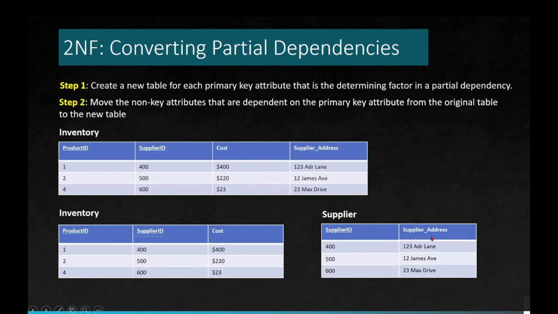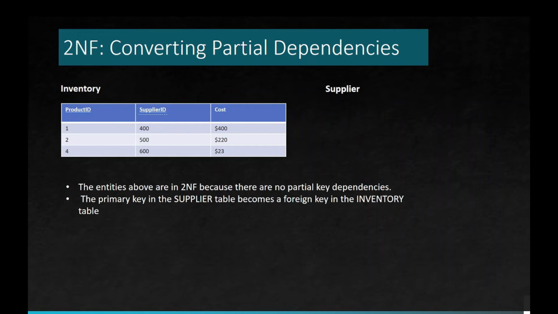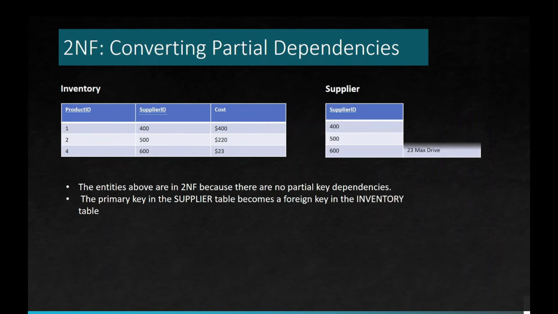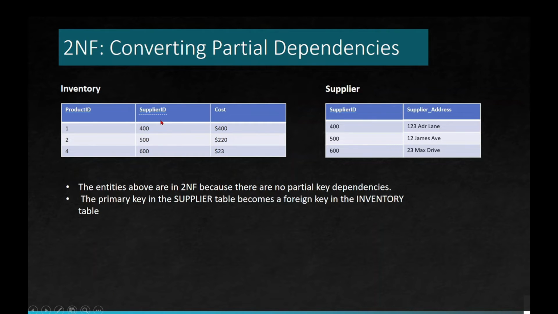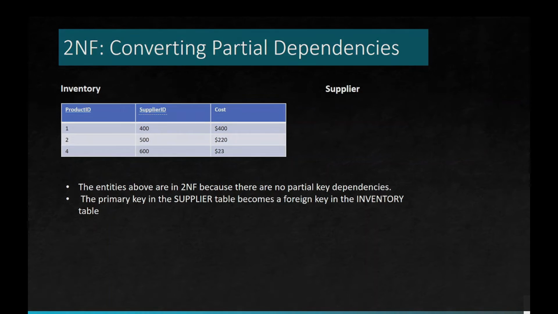Now we need to add the non-key attribute that was dependent on the primary key. So now we have the supplier address, which was the non-key attribute dependent on the supplier ID, which was the primary key in this initial inventory table. So now we should only have two tables, right? We have the inventory and the supplier. These entities are now in second normal form because there is no partial key dependency. And the supplier ID now becomes a foreign key in the inventory table. So let's go over that one more time.